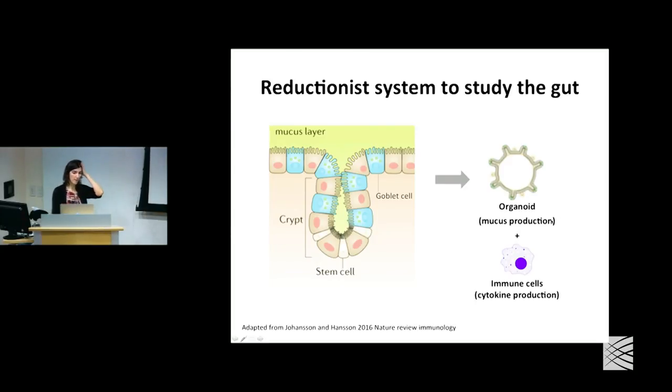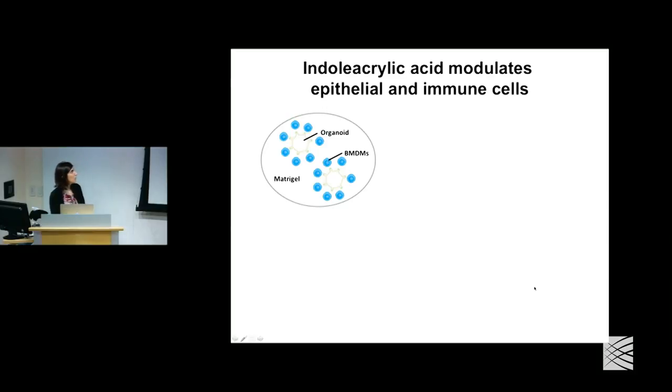So here we've got epithelial cells in these organoids. These are differentiated cells where we've got stem cells and cells that can produce mucus, which are these goblet cells, as well as other epithelial cells. And we co-culture them with immune cells, which allow us to monitor an inflammation level. And so in this co-culture system, we can add our molecules that we're interested in, and we can measure.